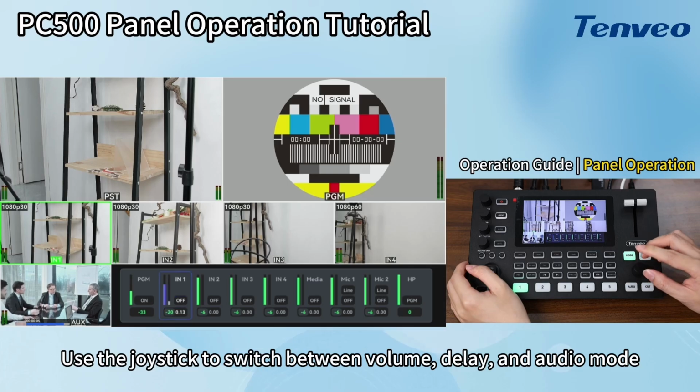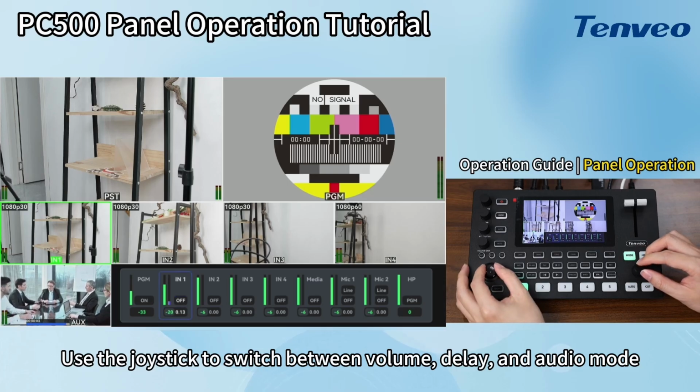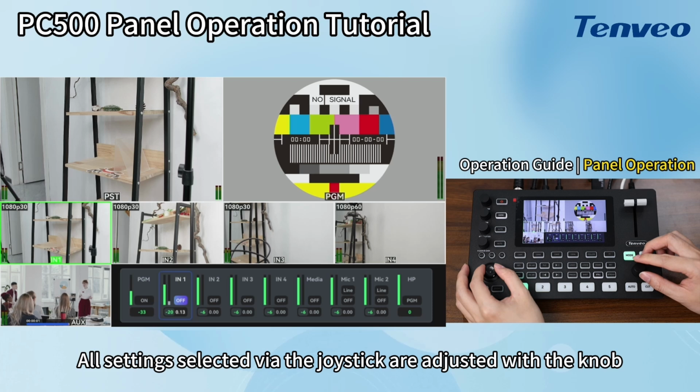Use the joystick to switch between volume, delay, and audio mode. All settings selected via the joystick are adjusted with the knob.